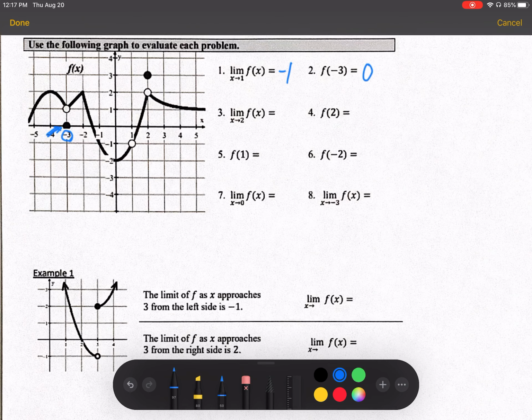Then we have the limit as x approaches 2 of f of x. So x value of 2, I want to look at my graph from each side here. So I have a curve and a curve. So the limit as x approaches 2 of f of x is going to be 2. F of 2 itself, though, that's this point, is going to be 3.